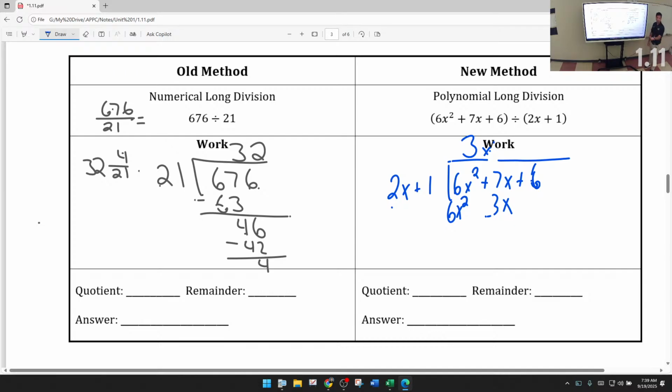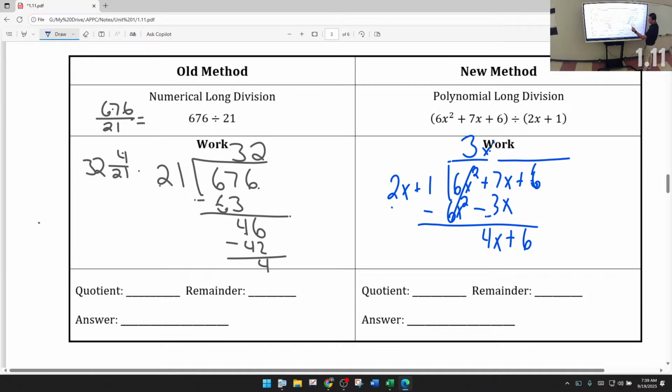Now, here's the part where students mess up. You have to subtract this. If this was already a subtraction, then you're going to turn it to a plus, because anytime you subtract a negative, it's like adding, okay? Those should go away. If they don't go away, you did something wrong. And then we got the 7x minus the 3x, which is 4x. Then I bring down the 6, but you really don't have to bring down the 6.